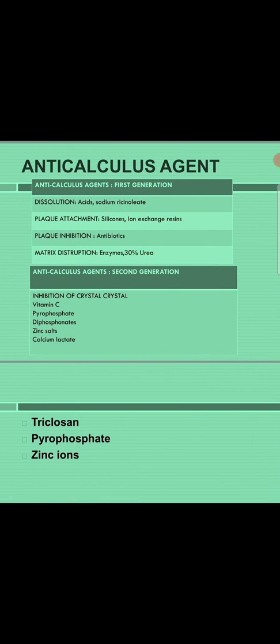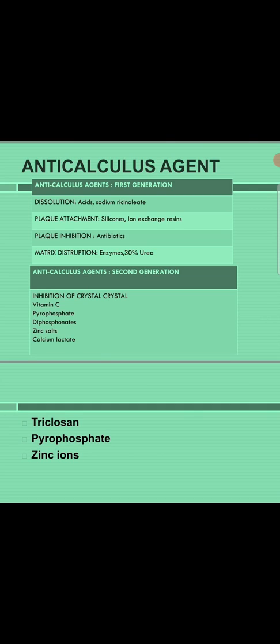Next, now we come to the last part, which is the anti-calculus agents. These are the agents which prevent calculus. We classify anti-calculus agents into first generation and second generation. In first generation, there are 4 types. First is dissolution, which will dissolve the calculus. In dissolution, there are acids and sodium ricinoleate. These names are very, very important.